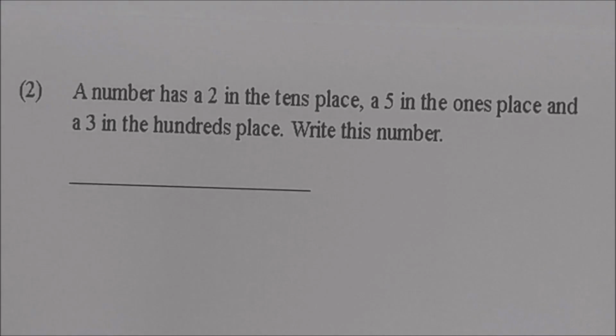Number 2, Sky, read it for us. A number has a 2 in the tens place, a 5 in the ones place, and a 3 in the hundreds place. Write the number. Give the persons at home a chance to work it. Write the number for us. And a clue, this number would have 3 digits because it went to hundreds.